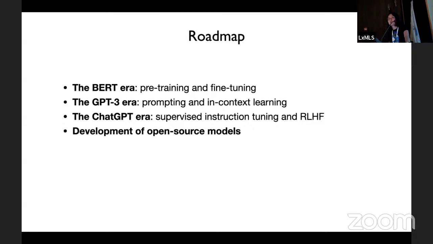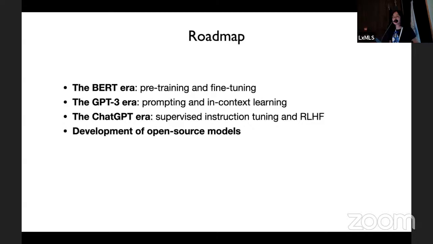And then in 2020, there is this GPT-3 paper that proposed that maybe you don't need fine-tuning, you just need to prompt the models and also use in-context learning. And then the last 2 years has been really the ChatGPT era, where people start to do something more supervised learning on top of the GPT-3 type models, including supervised instruction tuning and reinforcement learning from human feedback. And finally, there have been a lot of developments of open source models trying to make up the gap between open source and closed source models.